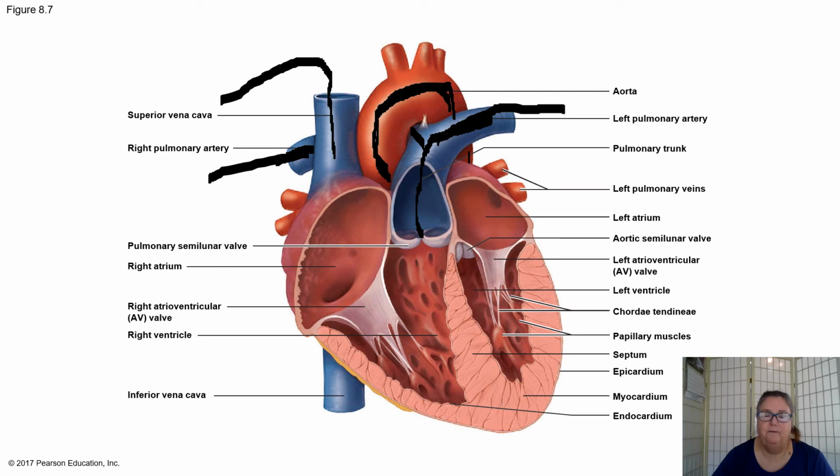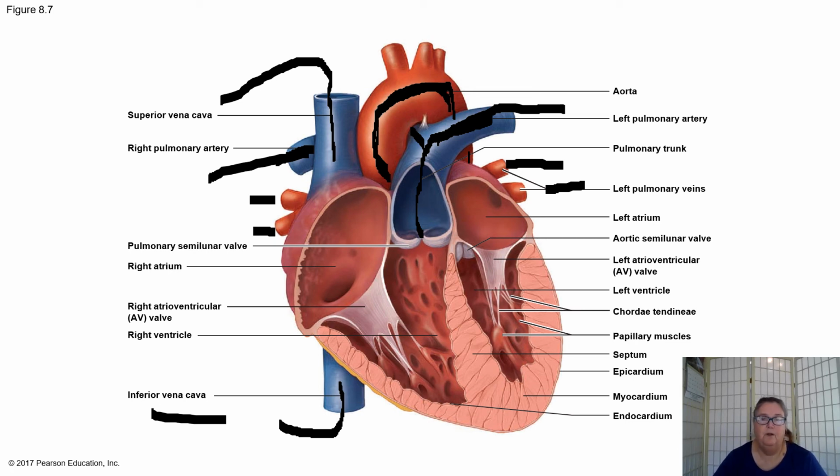Superior vena cava is carrying blood from the upper body to the right atrium. The inferior vena cava is carrying blood from the lower part of the body to the left atrium. The pulmonary veins are returning blood, oxygenated blood, to the left atrium. Chambers: right atrium, left atrium, right ventricle, left ventricle.